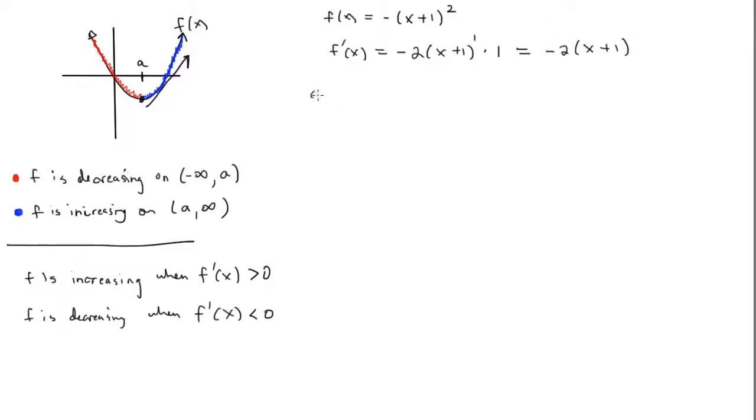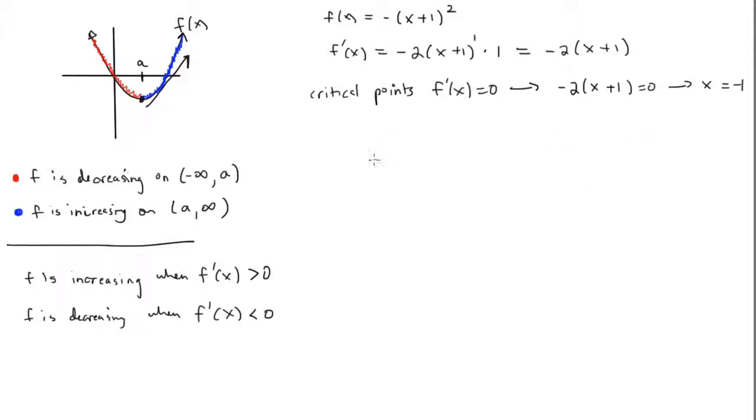The critical points are whenever f prime of x equals 0. And so I'm going to take my derivative and set that equal to 0. So negative 2 times (x plus 1) equals 0. And that clearly means x is negative 1. So that's my critical point.